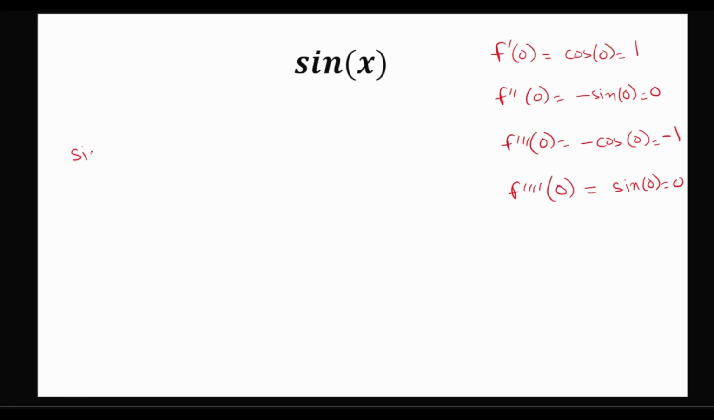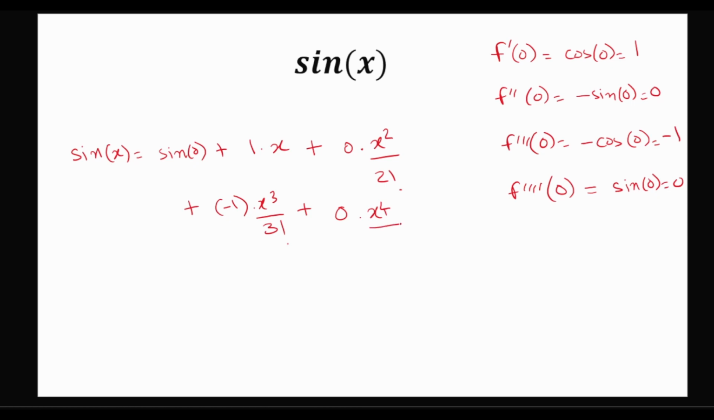Now if I write the Maclaurin series expansion, I can write sine of x is equal to f of 0, which would be sine of 0, plus the first derivative, which is 1 in our case, times x plus the second derivative, which is 0, times x square over 2 factorial plus the third derivative, which is minus 1, times x cube over 3 factorial plus the fourth derivative, which is 0, times x to the power 4 over 4 factorial and so on. So here we see a pattern.